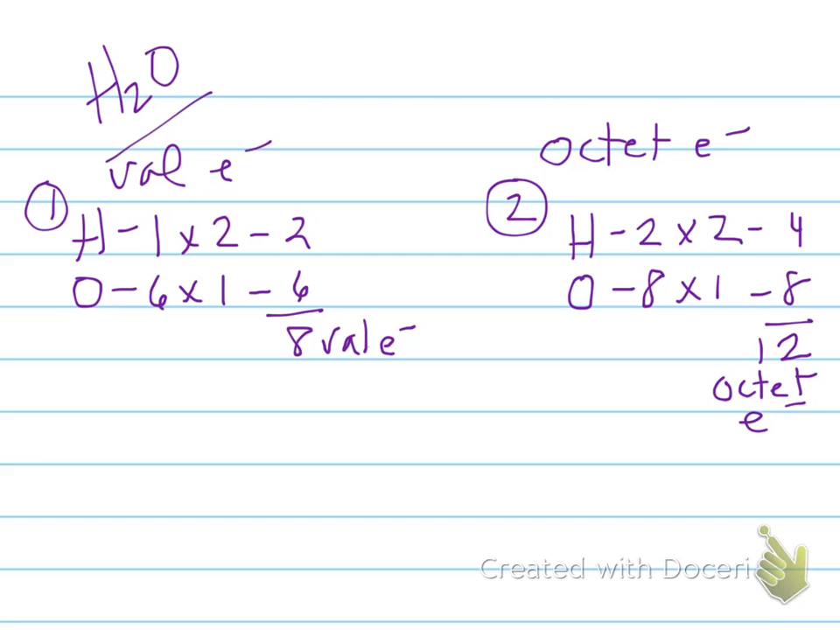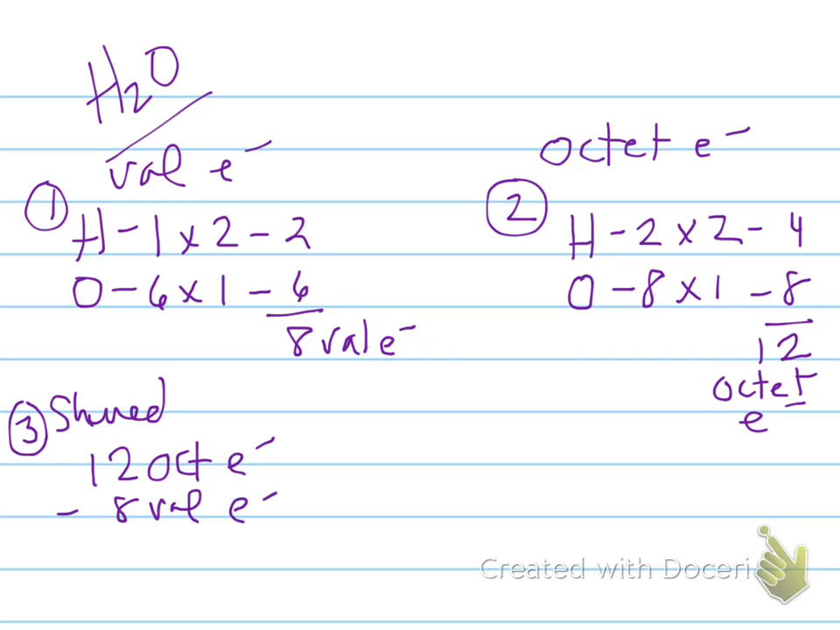So the next step is to figure out how many electrons these things are sharing. Step 3, 12 octet electrons minus 8 valence electrons. So they're sharing 4 electrons. How many bonds is that? Just 2.